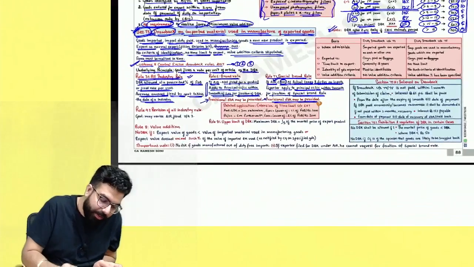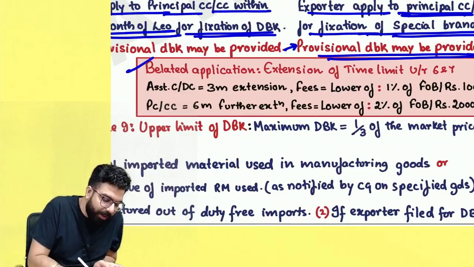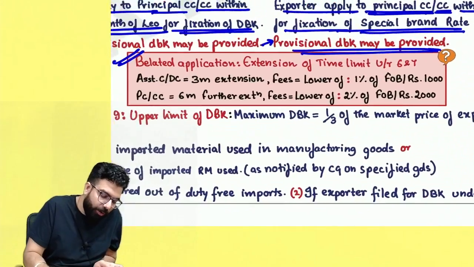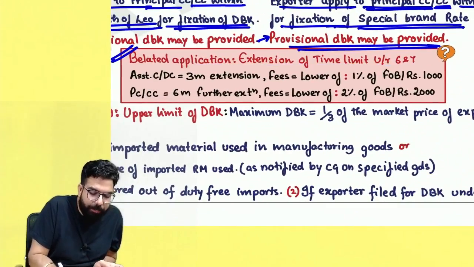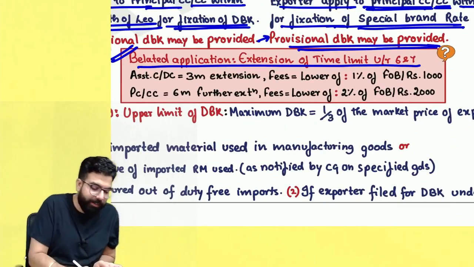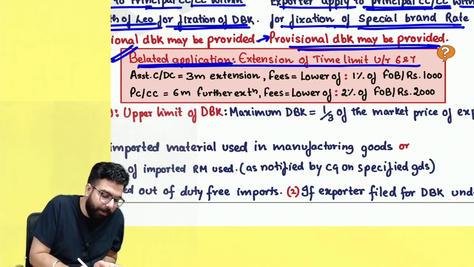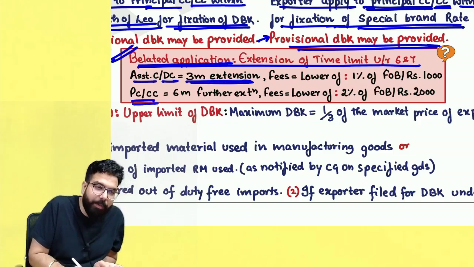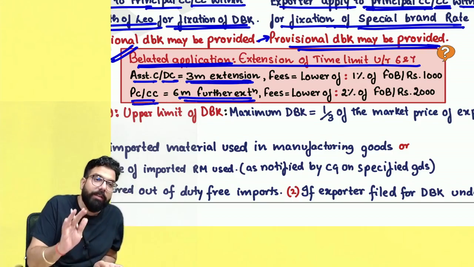Sir, if I don't apply within 3 months for fixation, within 3 months of late export order, then the extension of time limit can be given under rule number 6 and rule number 7. Both extension of the time limit can be given. Belated application you can file. Assistant commissioner or deputy commissioner can extend the time limit by further 3 months. Principal commissioner or commissioner can extend the time limit by further 6 months.